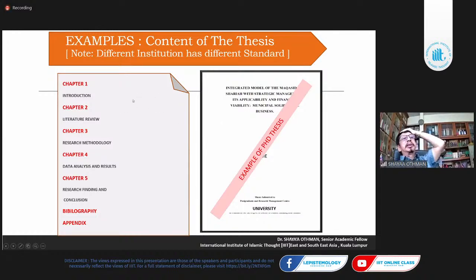Basically, they want an introduction. This is a common standard: introduction, literature review, research methodology, data analysis, research findings, and conclusion. Of course, bibliography and appendix. These are the basics that all universities have, but some want to add other elements or chapters, six or seven, depending on the university. Basically, I think for many universities these are the main topics that should be included.